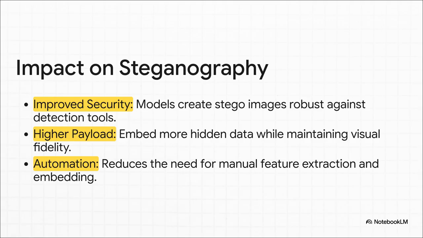First off, security goes way up. You can use these things called adversarial networks, which basically train one AI to hide the data and another AI to try and find it. They play this constant cat-and-mouse game until the hiding AI gets so good it's almost impossible to detect.